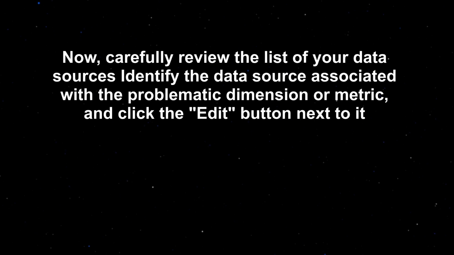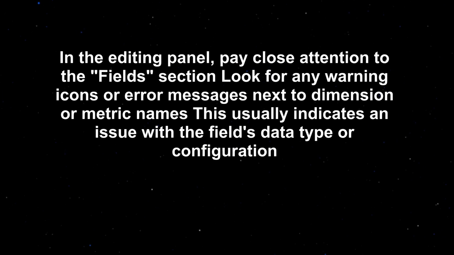Now, carefully review the list of your data sources. Identify the data source associated with the problematic dimension or metric, and click the Edit button next to it. In the editing panel, pay close attention to the Fields section. Look for any warning icons or error messages next to dimension or metric names. This usually indicates an issue with the field's data type or configuration.